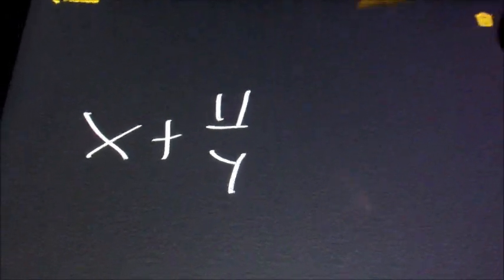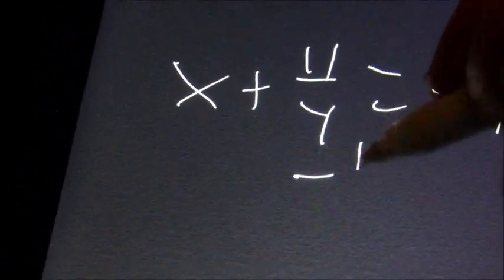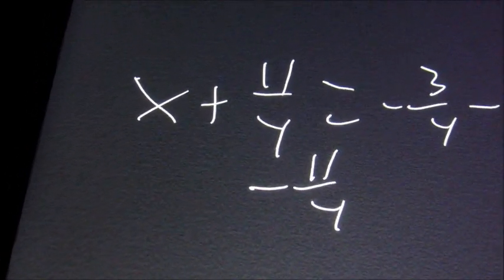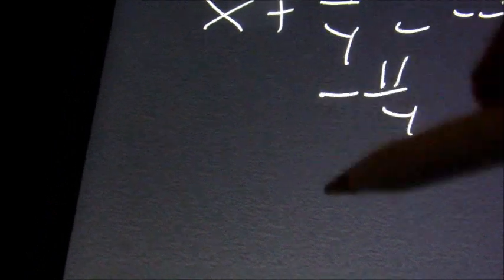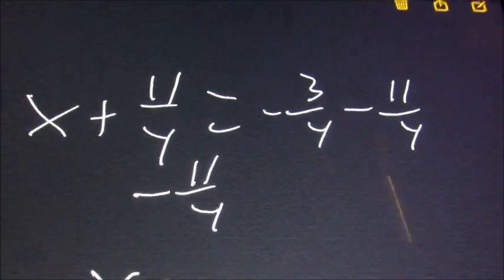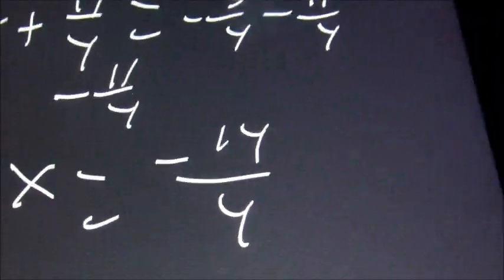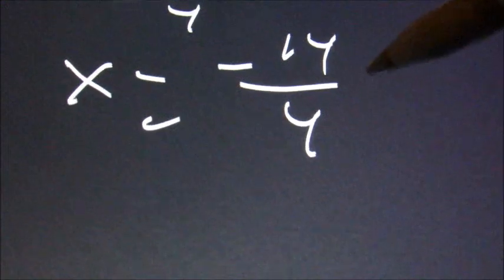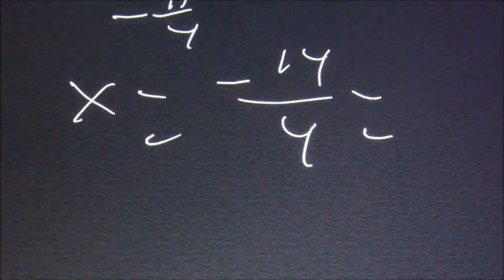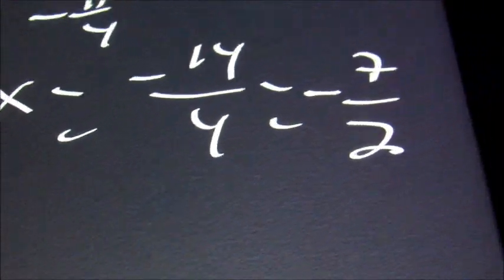Next, let's say we have x plus 11 over 4 equals negative 3 over 4. So I'm going to subtract 11 over 4 from both sides. I'm going to get x equals negative 3 minus 11, which is negative 14 over 4. But now I do have to simplify. I can divide both 14 and 4 by 2. So I'll have negative 7 over 2.